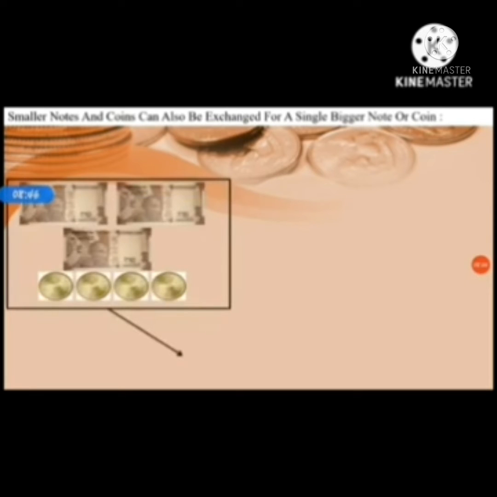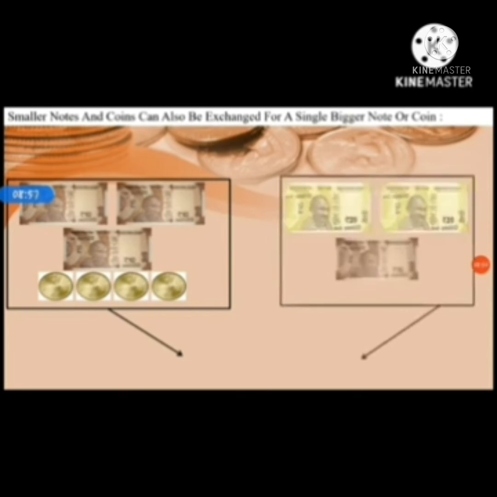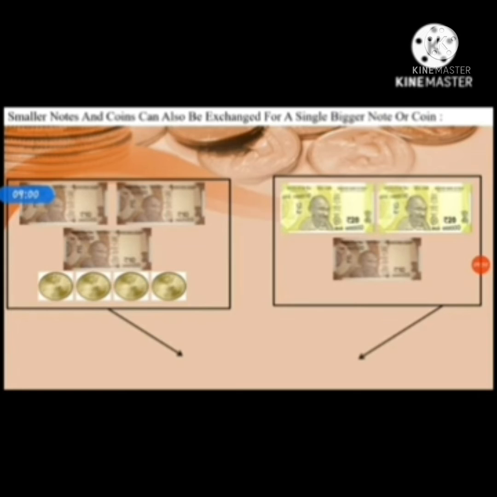Let's see here. We have 10 rupees 3 notes and 5 rupees 4 coins. Or one more example, 20 rupees 2 notes and 10 rupee 1 note. See, for which bigger note can we exchange these notes? We can exchange this for a 50 rupee note. Clear? Again, 20 rupee 2 notes and a 10 rupee note we can exchange for 50.